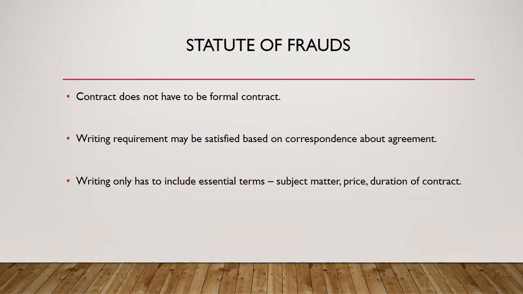The only requirement between the writings is that they have the essential terms. So you've got to have the subject matter, the price, the duration of the contract, form of payment, things like that that are material terms. You don't necessarily have to have written down that we agree to arbitration or we agree to a choice of law clause of Tennessee law. What you need to have is the essential terms, and that's what the statute of frauds requires to be in writing.